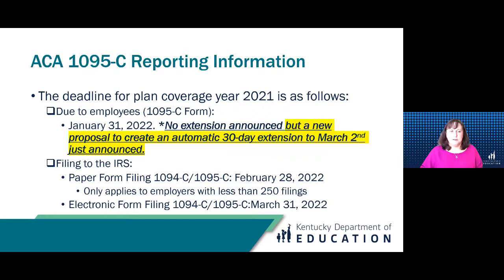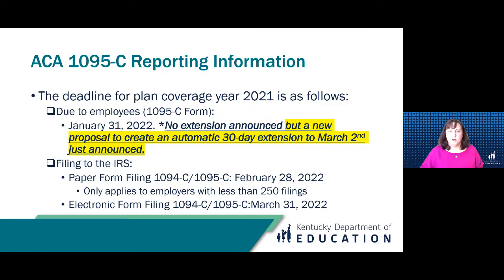Deadline for ACA reporting. So, of course, I sent this presentation out in the guide, and I've been looking every few days for information on extensions, and lo and behold, I looked right after lunch today and I found something that was posted within the last day. When I created this slide, no extension had been announced. It appears that there's a new proposal the IRS has put out to create an automatic 30-day extension for giving those 1095 forms to your employees, and the extension has been taken to March 2nd. And it sounds like this is going to be something that's permanent.